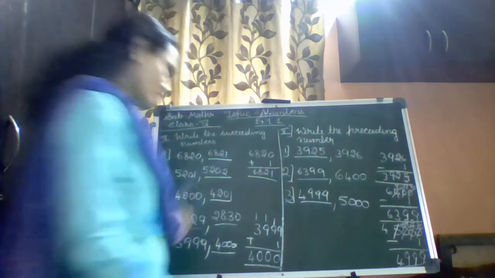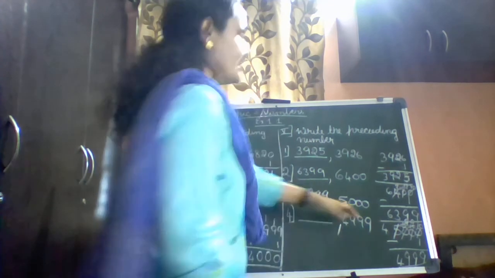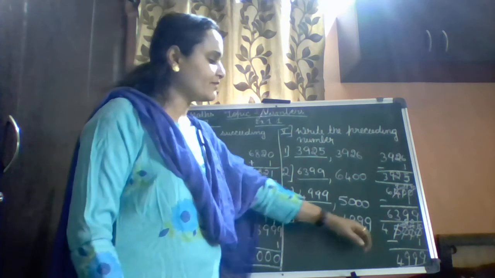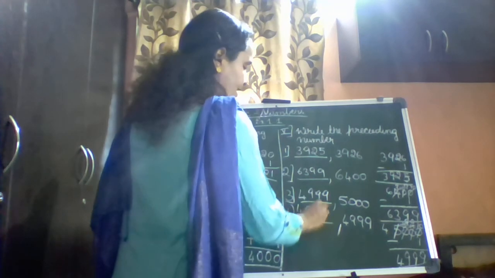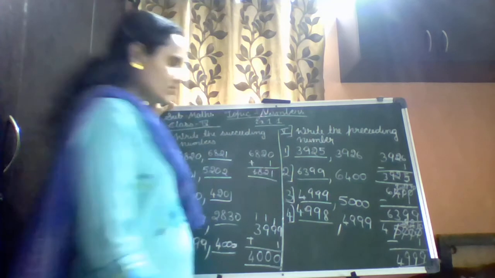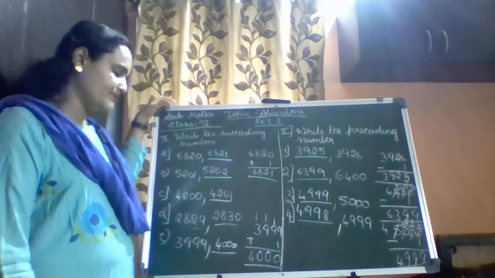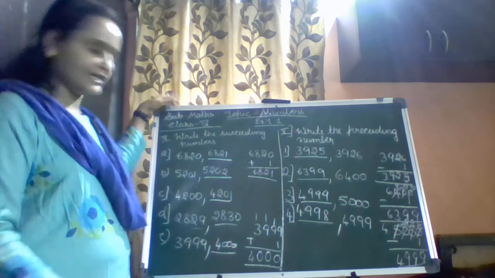I'll do one more sum. Dash, 4999. See here, whenever there are zeros, it is better to subtract 1 from the number. If you have other numbers, you can write straight away. The number before 9 is 8. So what would be the previous number? 4998. So this is how you do the succeeding number and preceding number. Now based on this, I'll give you some homework. Now we'll move on to the next exercise.